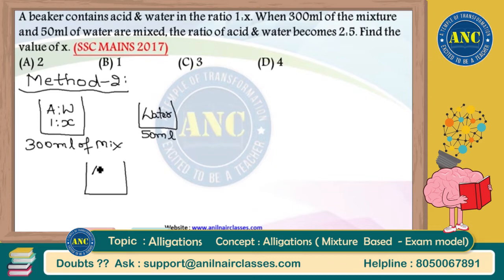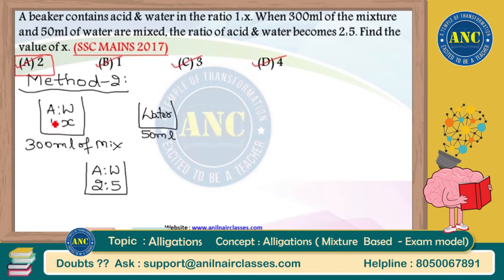These two are mixed to form a third vessel where acid and water are in the ratio 2:5. What is the value of x is the question. Now see here, I don't know the value of x, but I know that the x value should be either 2 or 1 or 3 or 4, because these are the only 4 values which are given in the answer options. Any one of these values should definitely satisfy. Now if I take the value of x as the first option 2, I am assuming the value of x to be 2, and I am checking whether all the other conditions will satisfy.